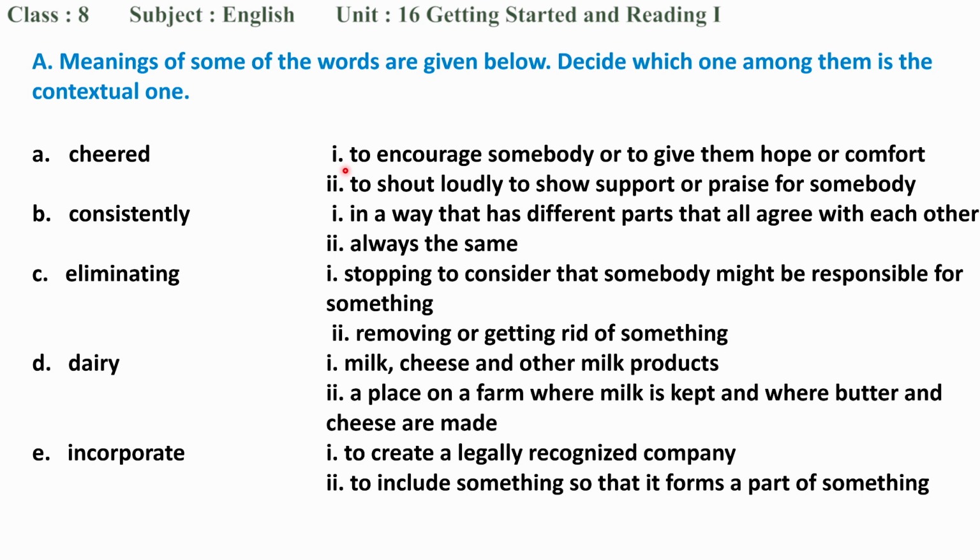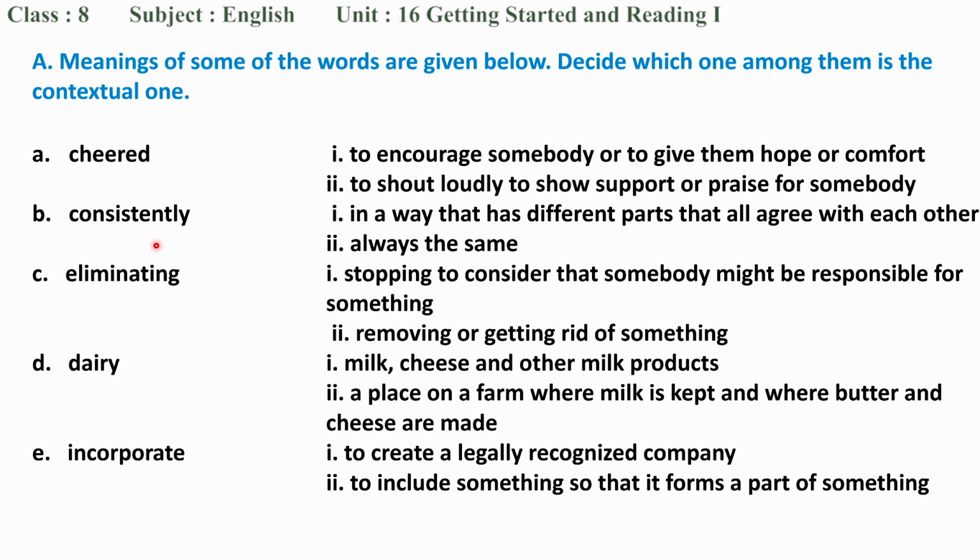So the first word is cheered, C-H-E-E-R-E-D, cheered. Second word is C-O-N-S-I-S-T-E-N-T-L-Y, consistently. Third one is eliminating, D, dairy. And the last one is E, incorporate. And their meanings are given on the right hand side. Let's read first. 1. To encourage somebody or to give them hope or comfort. 2. To shout loudly to support or praise somebody. So you have to choose which one is correct.